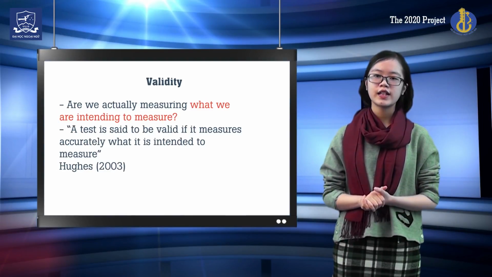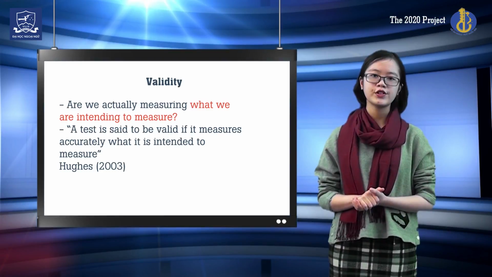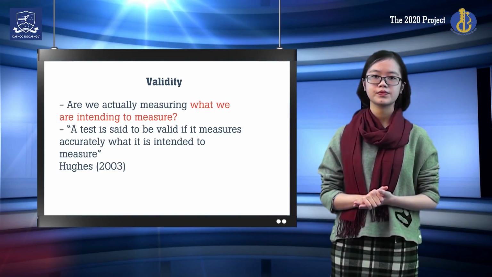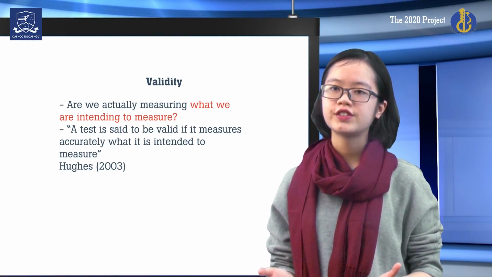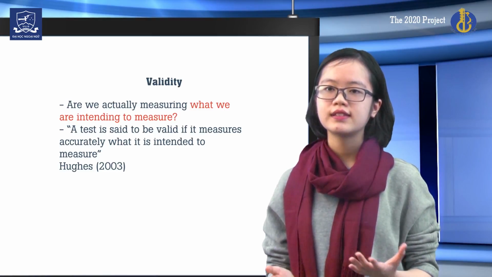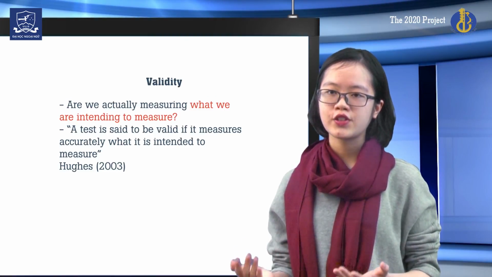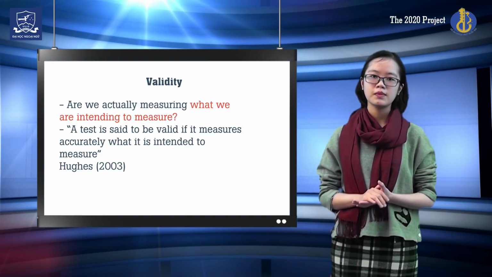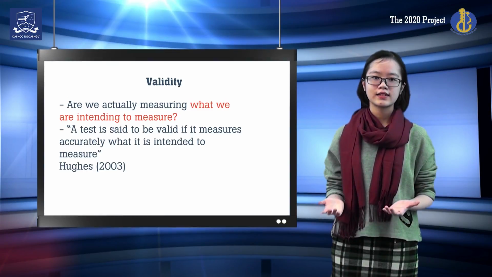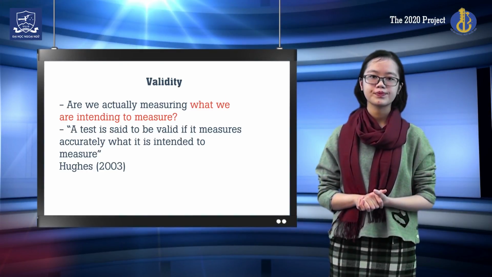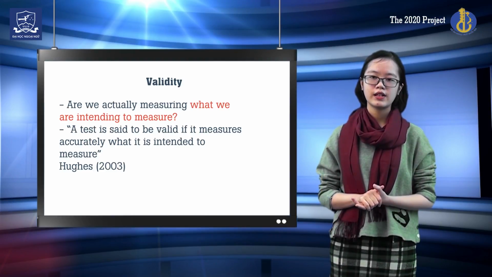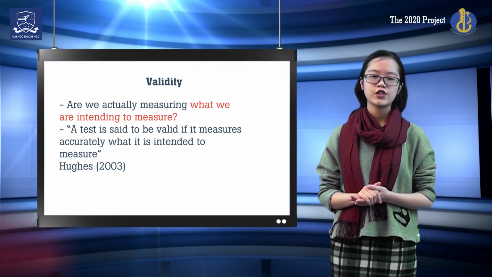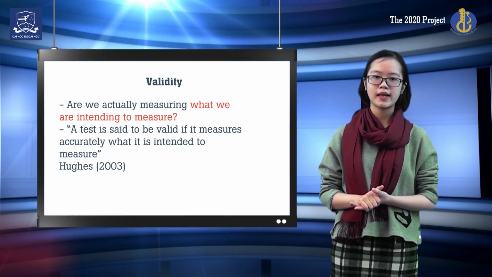In order to create a good test, it is necessary to answer the question: are we actually measuring what we are intending to measure? Hughes in 2003 asserts that a test is said to be valid if it measures accurately what it is intended to measure. Using simpler terms, Hammer believes that a valid test does what it says it will. In this way of definition, it can be implied that in order to be considered a good test, a test should fulfill its duty intended by the test makers.